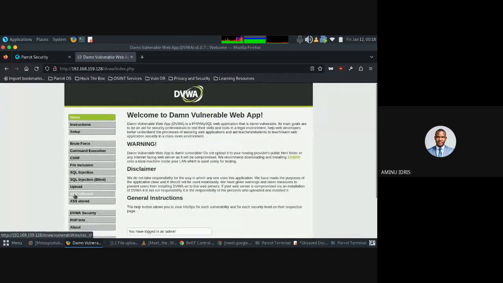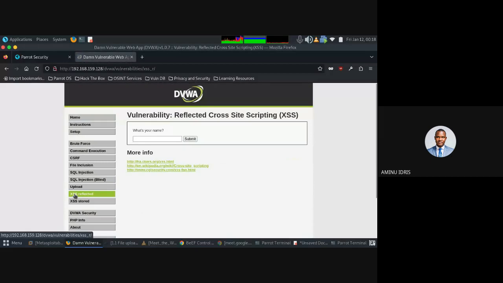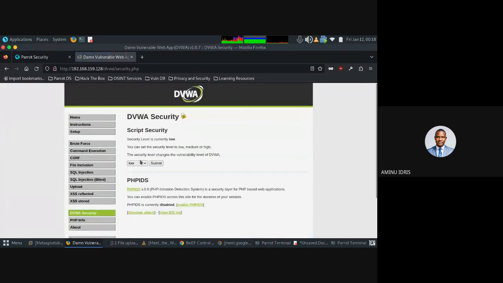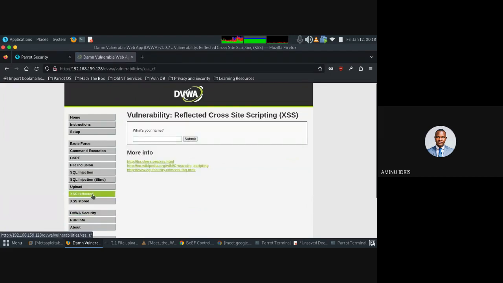Now I come to XSS reflected. I'm now going to try to inject this script into this code. Before that, let me check. Yes, this app was intentionally made vulnerable for those who want to learn penetration testing. That's what we use to train our students. It is a vulnerable lab for practical demonstration. So I now put this script in and click on submit.